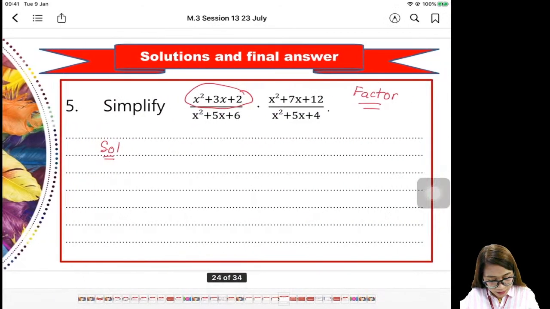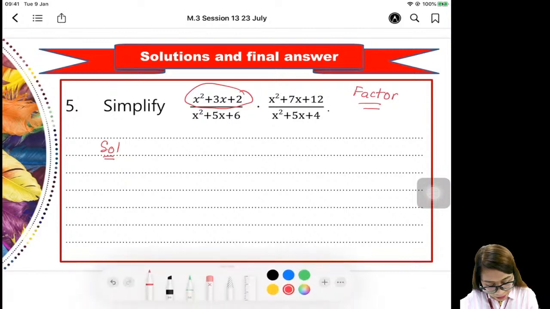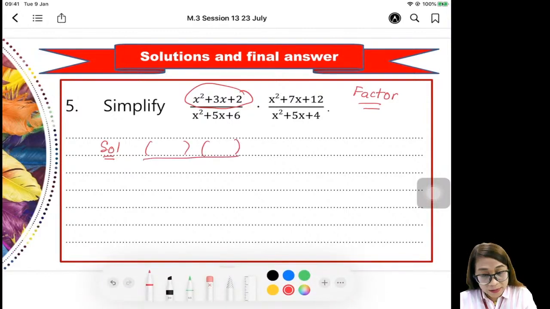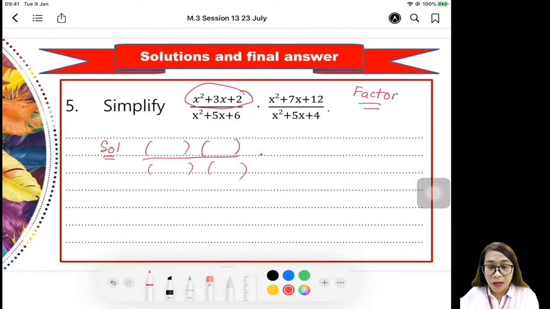Okay. The last one is number 5. Can you send again your answers? Number 5, the last one. How about the last one, students? So what are the two factors? Those who commented the answers, can you give me the answer one more time? Can you give me the answer?